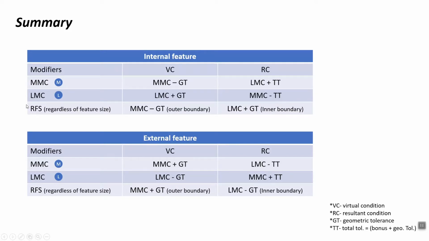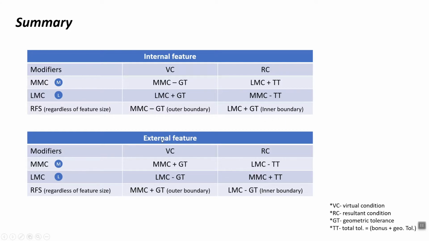Regardless of feature size means there are no modifiers here, no M, no L, and the symbols won't be there, and it will be MMC minus GT, LMC plus GT, simple as that. And these are called, as I mentioned earlier, outer boundary. This won't be called virtual condition, resultant condition anymore. This will be outer boundary, inner boundary.